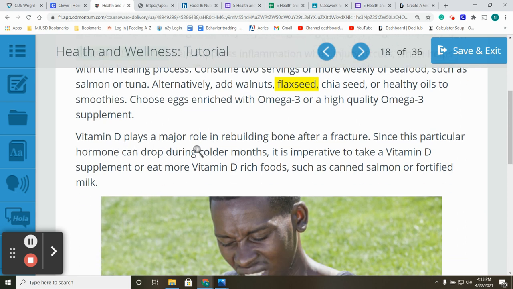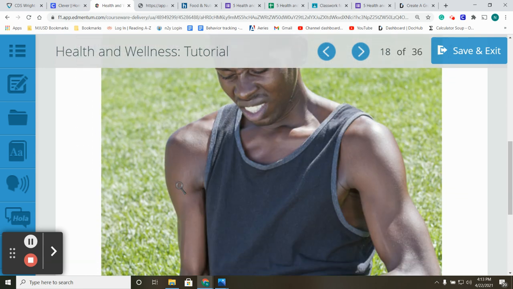Vitamin D plays a major role in rebuilding bone after a fracture. Since this particular hormone can drop during colder months, it is imperative to take a vitamin D supplement or eat more vitamin D rich foods, such as canned salmon or fortified milk.